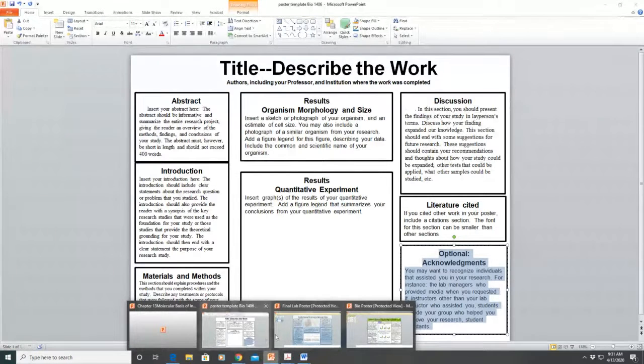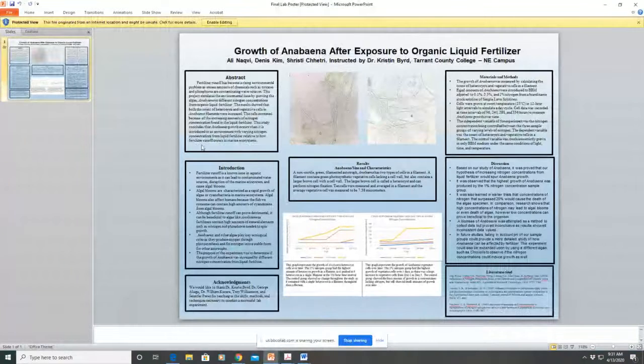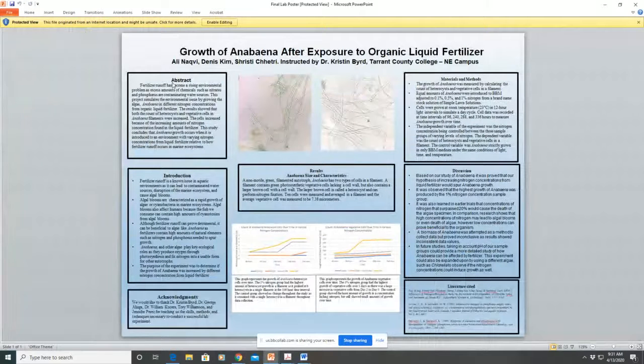Okay, so let's look at some examples. Here's one from a couple semesters ago. Here's their abstract. Notice what they did in their introduction was they, instead of making it a paragraph and very wordy, they bullet pointed it.